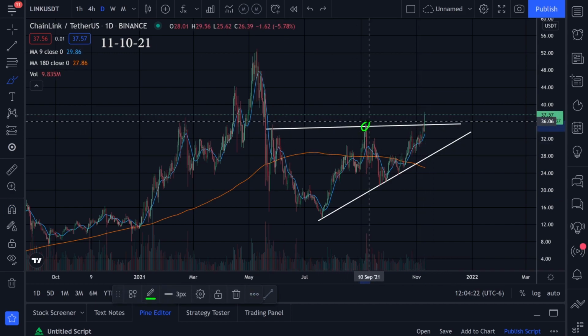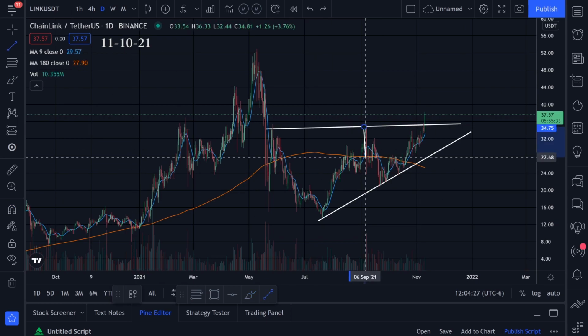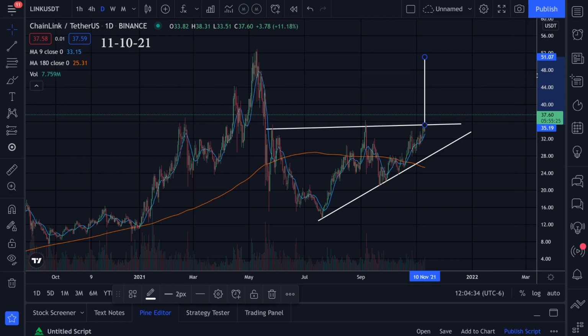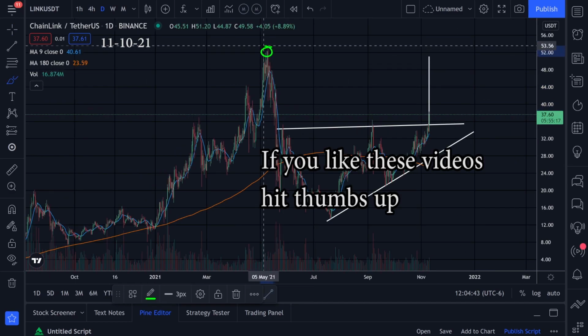What I'm doing is targeting from the top to the bottom of this triangle. Let's target right there, and then we're going to drag this to the breakout. I'm looking at a target of approximately $51, which also lines up with this previous top over here.